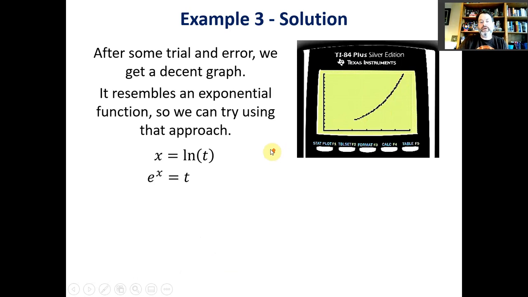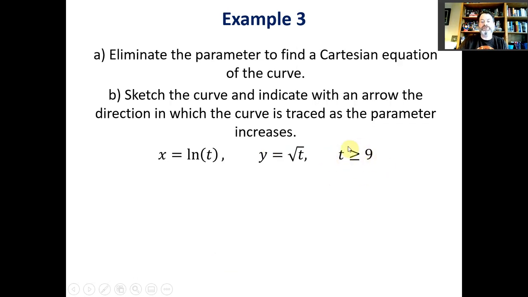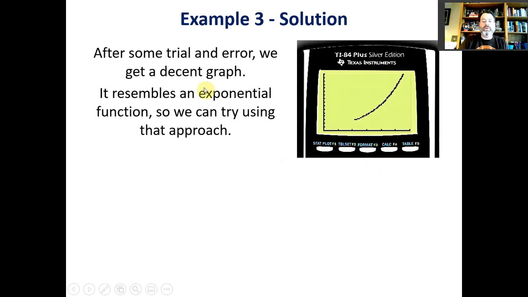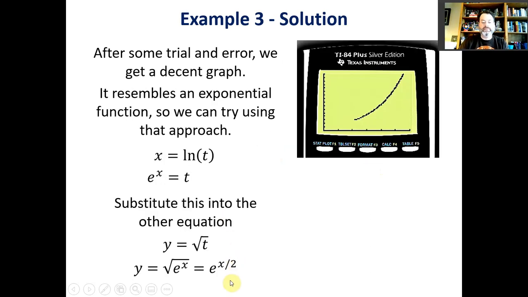Our initial point, if you go back and look at this problem, starts at 9 and goes to infinity. Well, if I plug 9 into here, I just get y equals e to the x over 2. So if I plug in 9, I get e to the 9/2. And if you do that on a calculator, you get this point here. So it moves up and to the right.